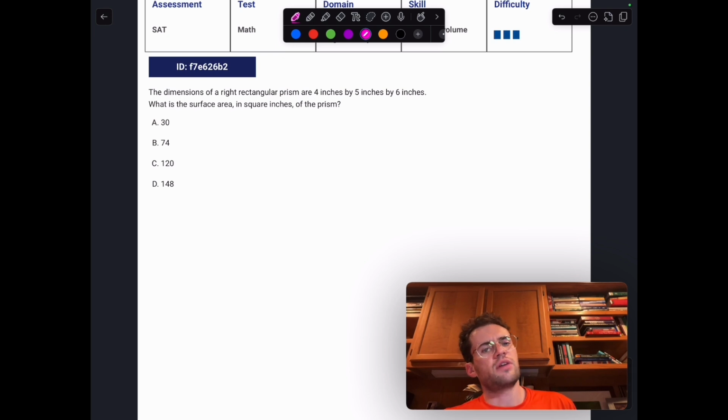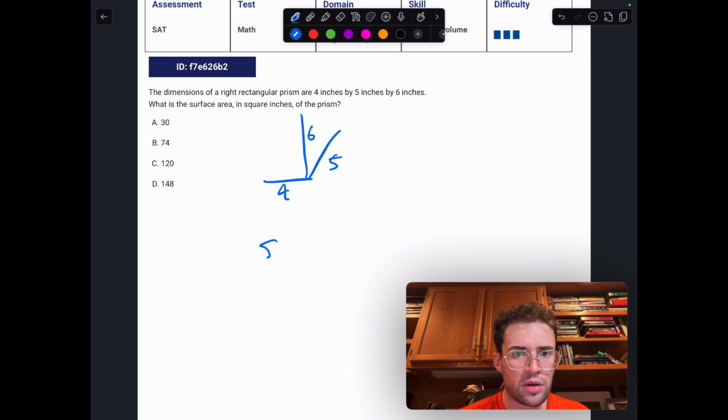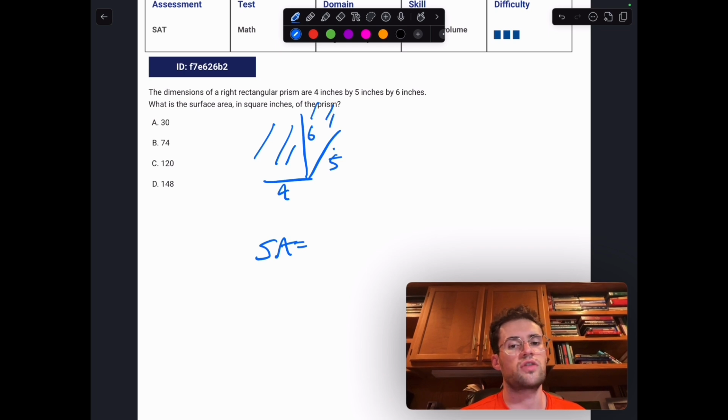The dimensions of a right rectangular prism are 4 inches by 5 inches by 6 inches. What is the surface area in square inches of the prism? All right, so it's 4 by 5 by 6, like that. The surface area is, you've got 2 of these 4 by 6 sides, 2 5 by 6s, and 2 5 by 4s.